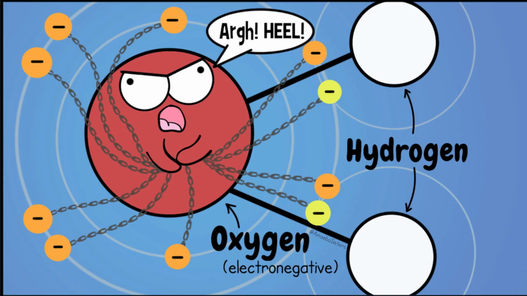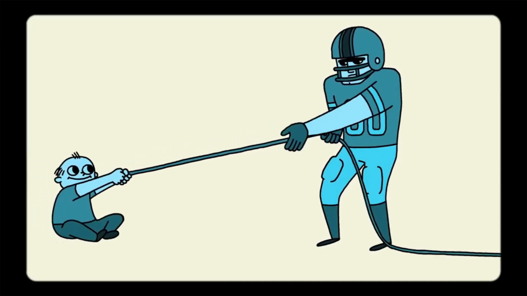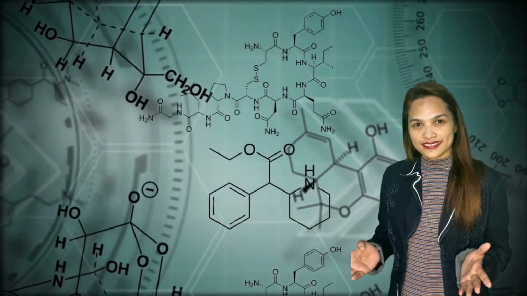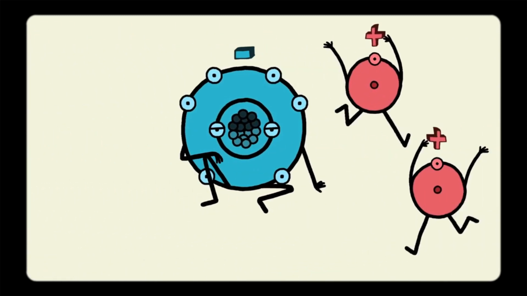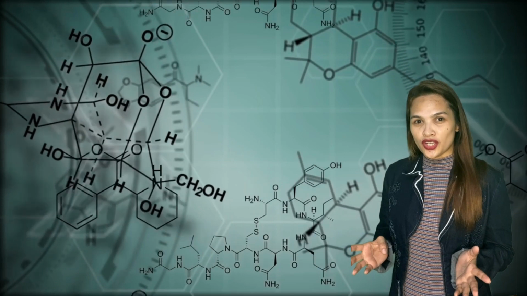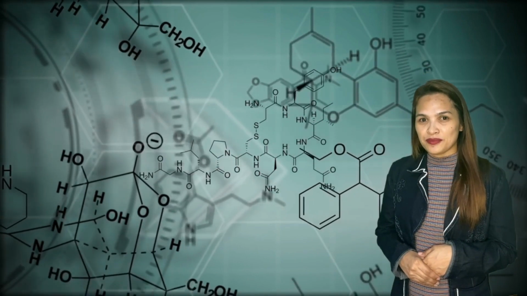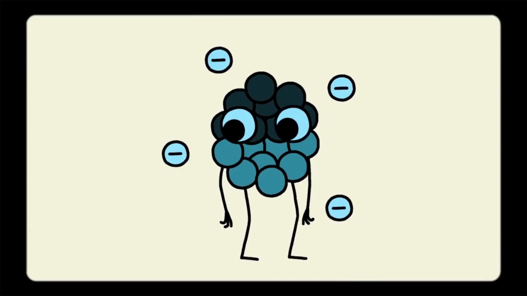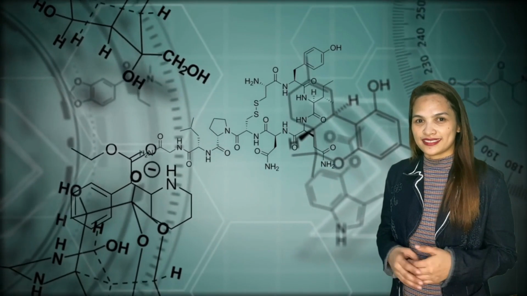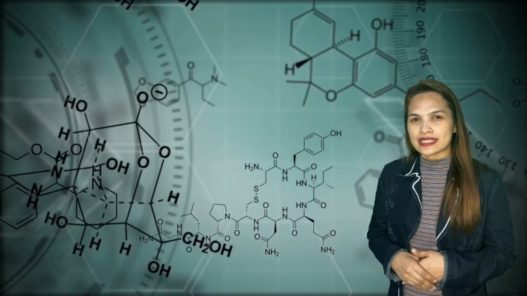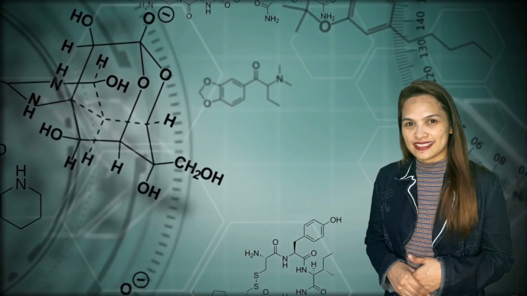Oxygen atoms are more electronegative than hydrogen atoms. The oxygen atom pulls harder on the electrons than the hydrogen does. As a result, the electrons on the water molecule spend most of their time near the oxygen, giving the oxygen a partial negative charge and the hydrogen a partial positive charge. This polarity makes water extremely effective in dissolving things, especially other polar things.